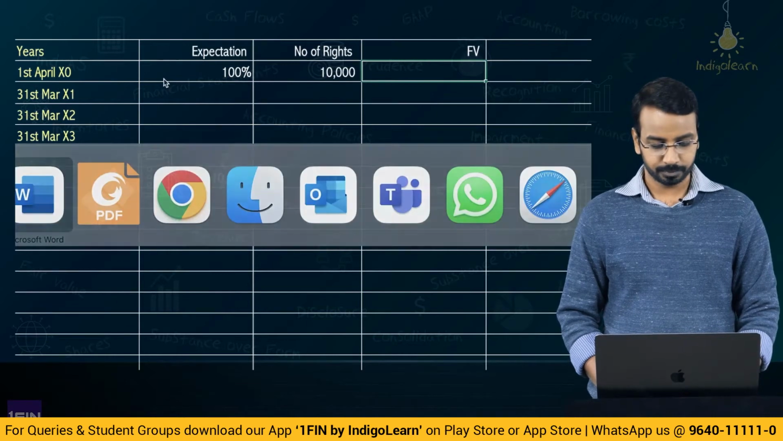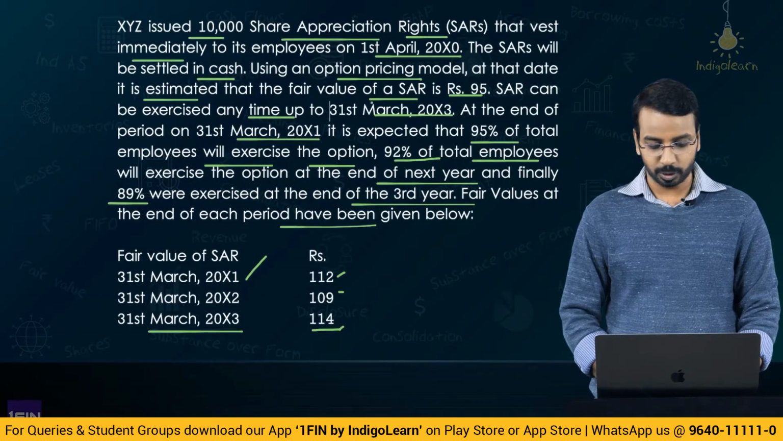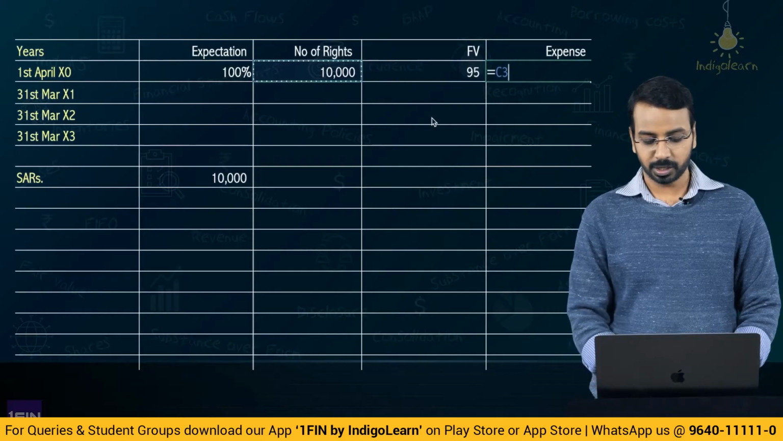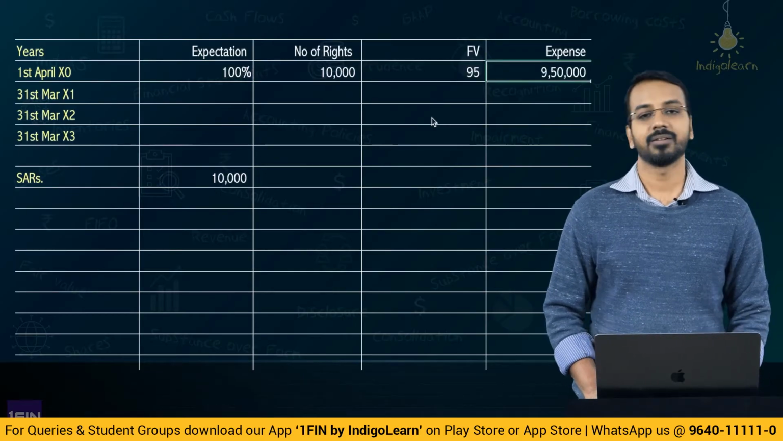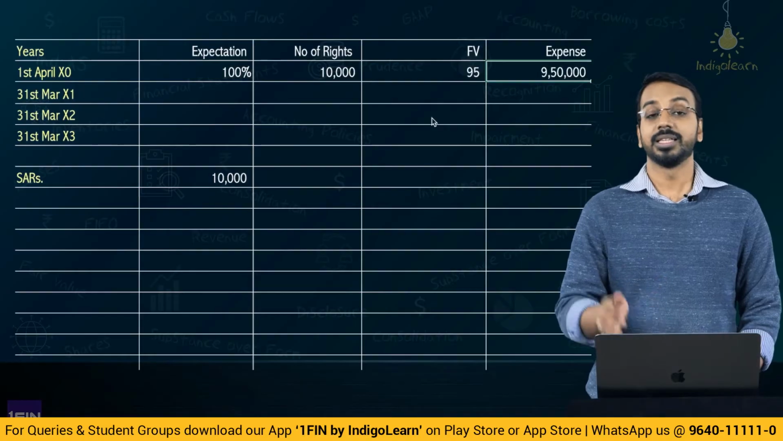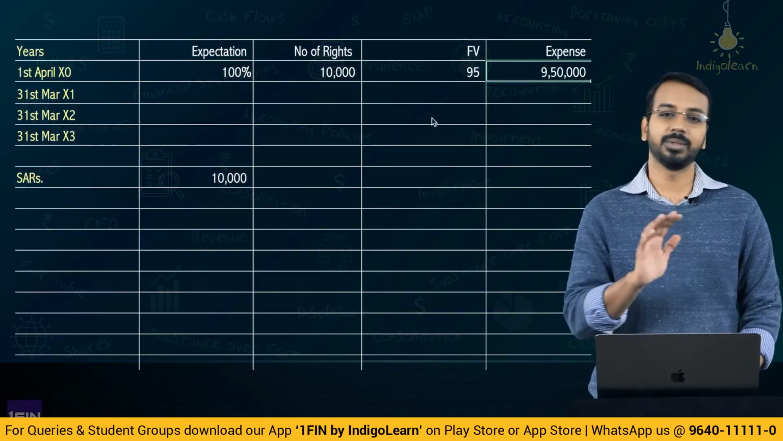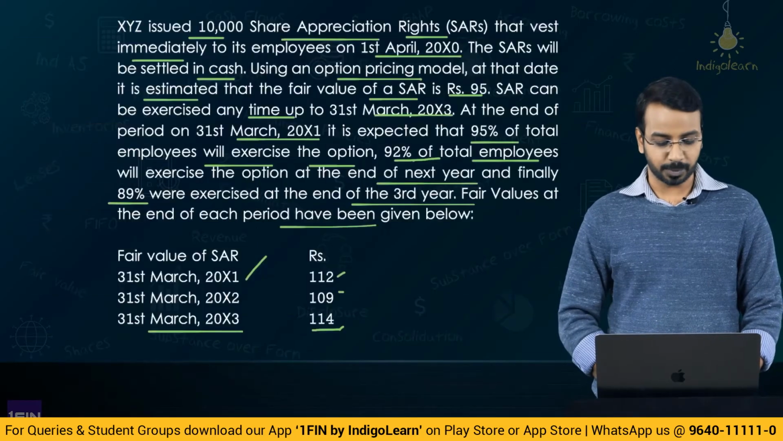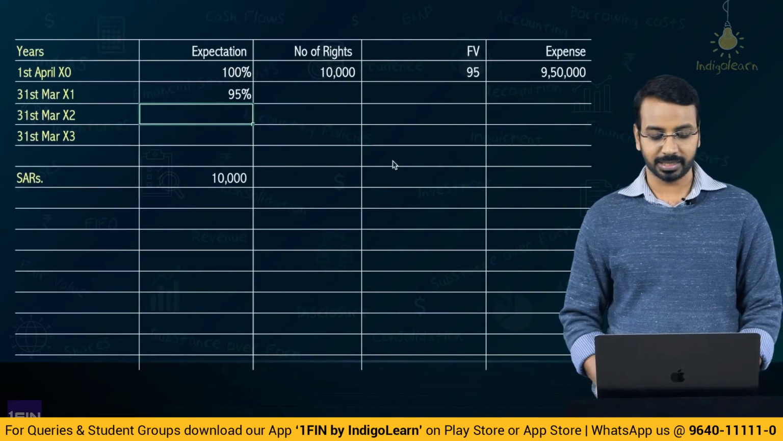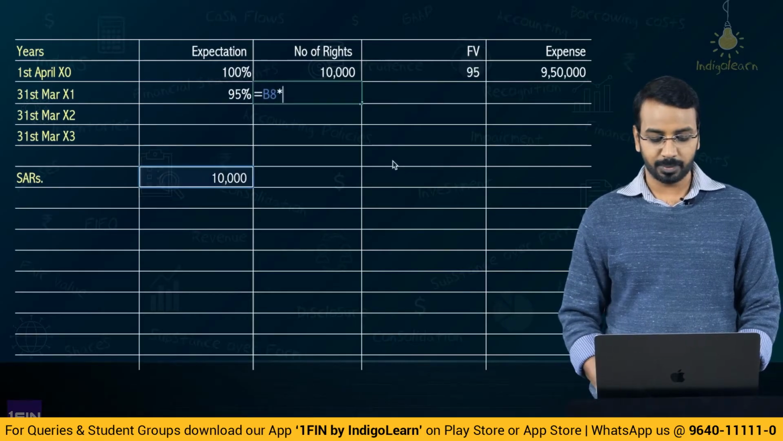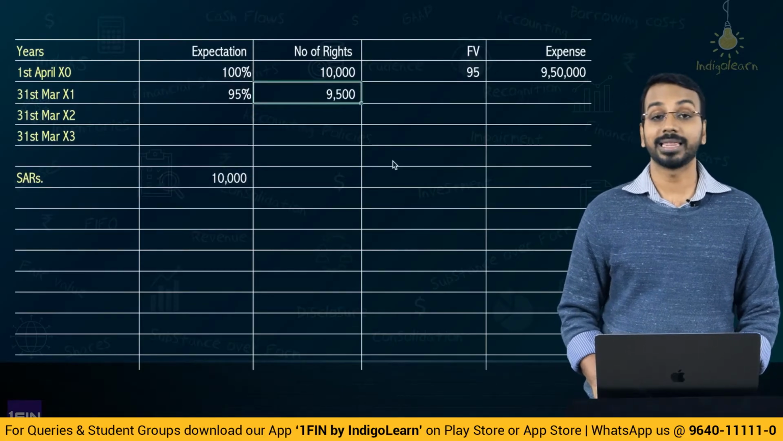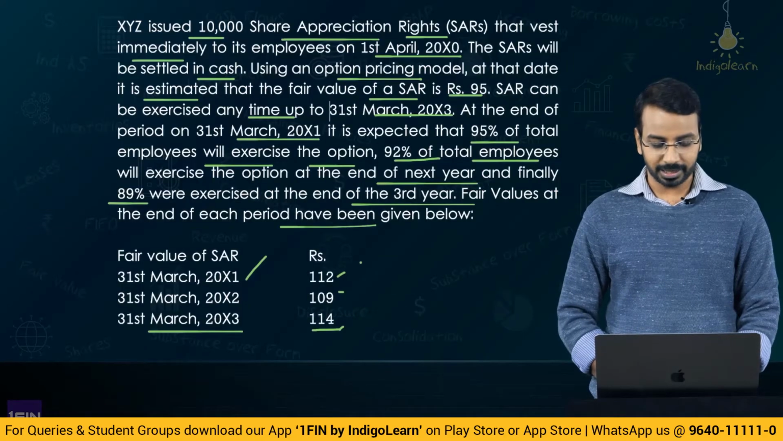Fair value, what is the fair value? Fair value is given to be 95 rupees. So the expense will be 10,000 multiplied by 95, that comes to 9,50,000. This expense of 9,50,000 will be recognized in the income statement or the P&L immediately. Then on 31st March of year 1, what is the expectation? The expectation is that 95% will exercise. So how many rights will be exercised? 10,000 multiplied by 95%, that comes to 9,500, and the fair value on that date is 112.